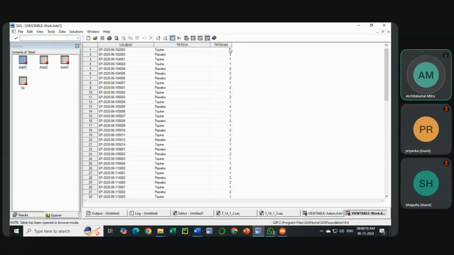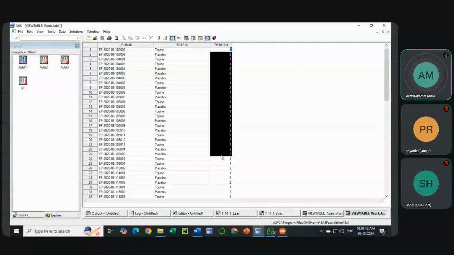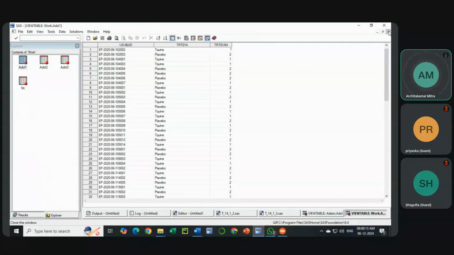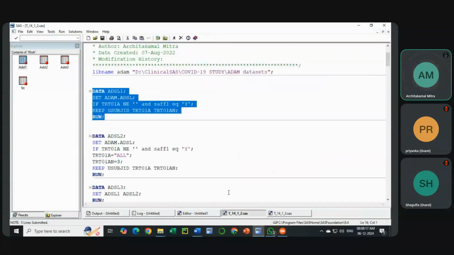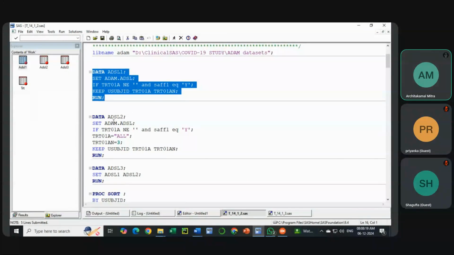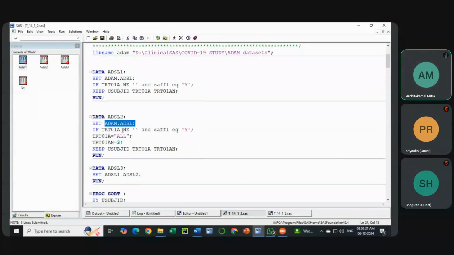We have all the TRT01N as 1 and 2. So we have the 1 and 2, but we don't have the 3. Okay. What did we do to get the 3? We did this one. ADAM ADSL: if TRT not equal to null and SAFFL equal to Y, TRT01N is all and TRT03.